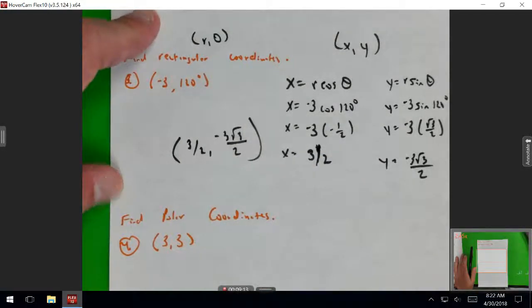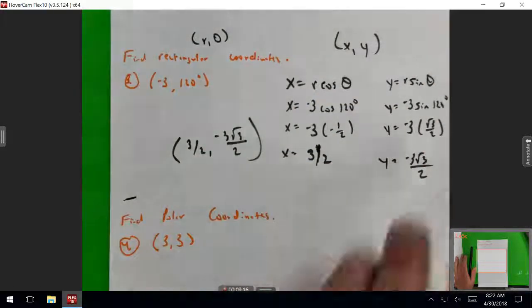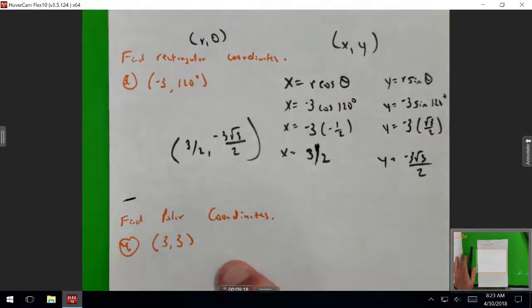We good on that? We'll stop there because I know you're getting overwhelmed. All right, we'll do this on Wednesday. Find the polar coordinates. Are we good on those?